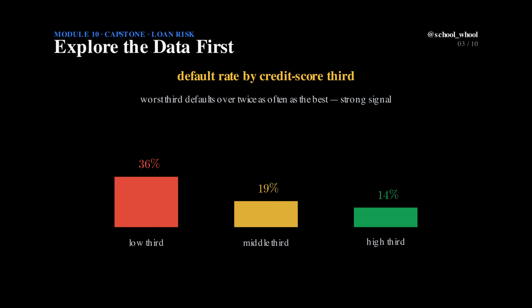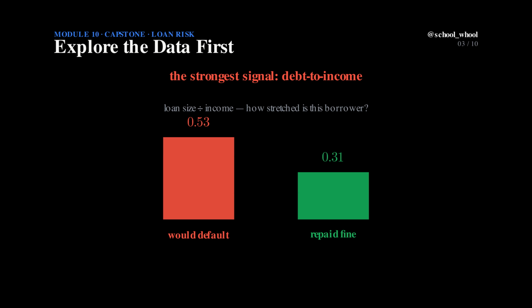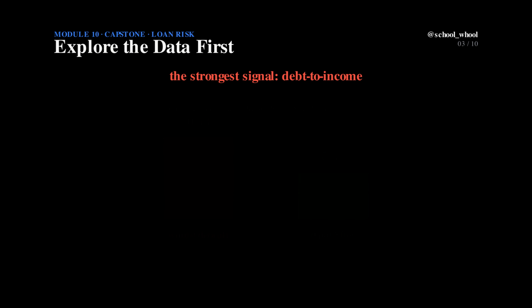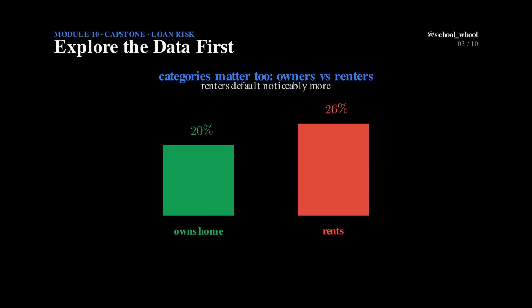The single strongest signal, though, is debt to income, the loan size divided by income, a measure of how stretched a borrower is. Among people who defaulted, it averages 0.53. Among those who repaid, just 0.31. Borrowers who bite off more relative to their income default far more. Categories carry signal too. Split by housing. Homeowners default 20% of the time, renters 26%. Renting is a modest but real risk marker.